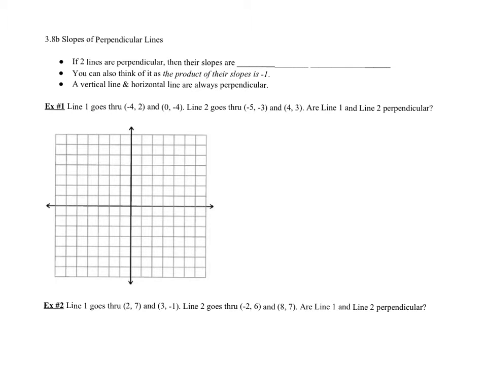Hey you guys, this is 3.8b, which is slopes of perpendicular lines, and it's going to look a lot like the 3.8a lesson, but with a slight twist to it. And here's the twist. If two lines are perpendicular, then their slopes, instead of being the same slope, are opposite reciprocals.